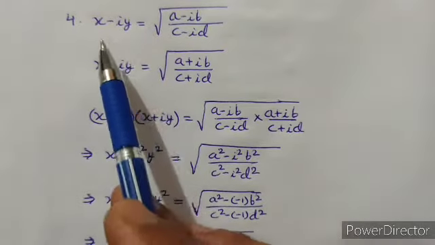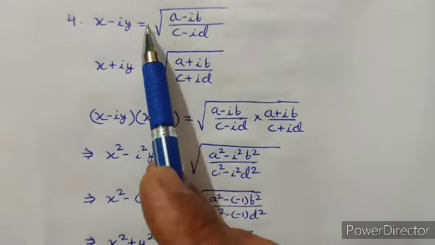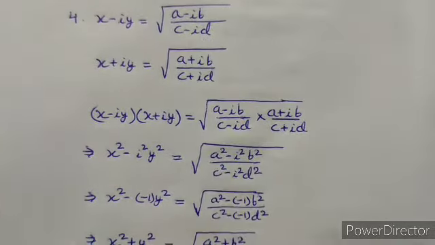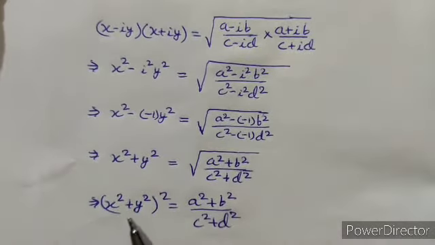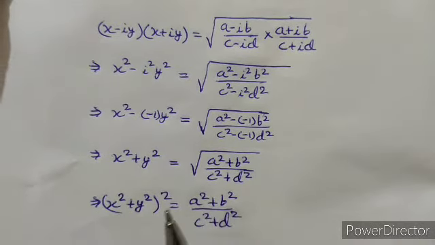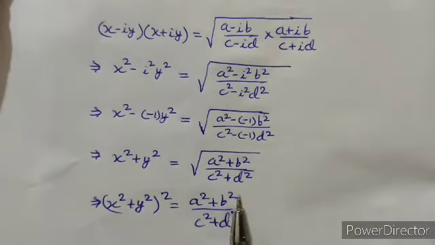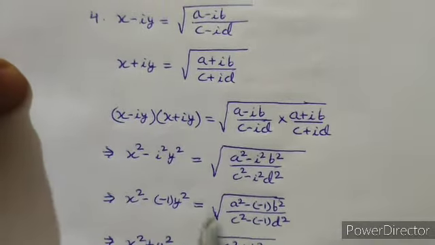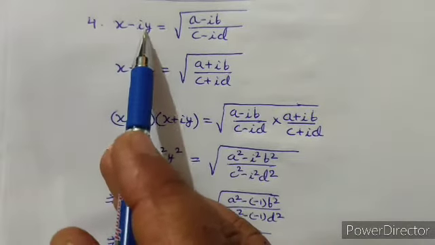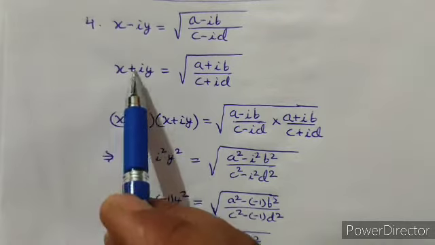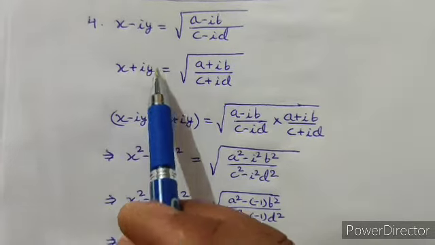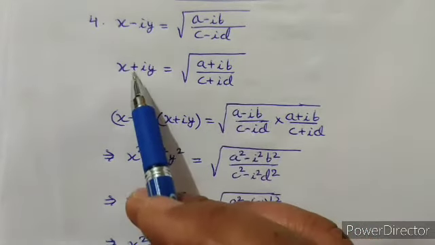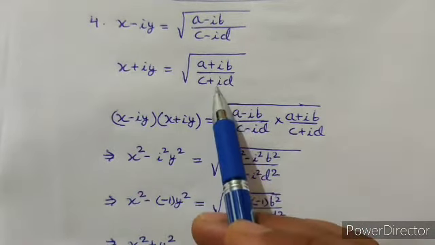Now in question number 4, x minus i y is equal to under root a minus i b upon c minus i d is given to us, and we have to prove that x square plus y square whole square is equal to a square plus b square upon c square plus d square. Now for that, first of all, x minus i y is given to us, so we will find out the value of x plus i y, and that will be equal to a plus i b upon c plus i d. We will change the sign of imaginary part here.